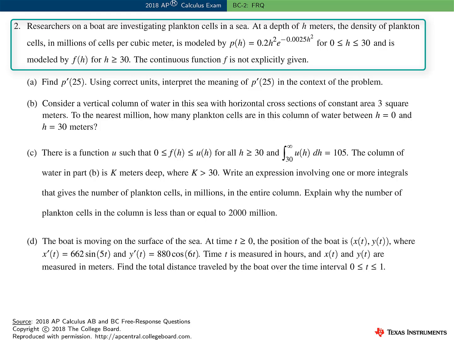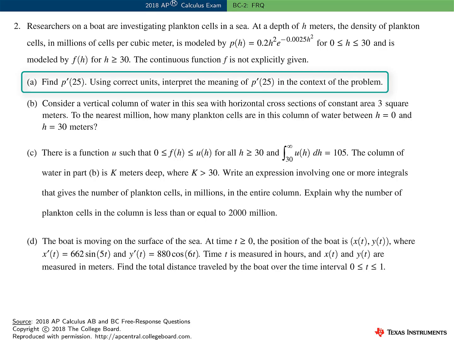This question involves plankton cells in a sea. We are given a function that models the density of plankton cells at a depth of h meters for h between 0 and 30. And for h greater than or equal to 30, the density is modeled by an unspecified function f. In part A, we need to find p prime of 25, and using correct units, interpret the meaning of p prime of 25 in the context of the problem.